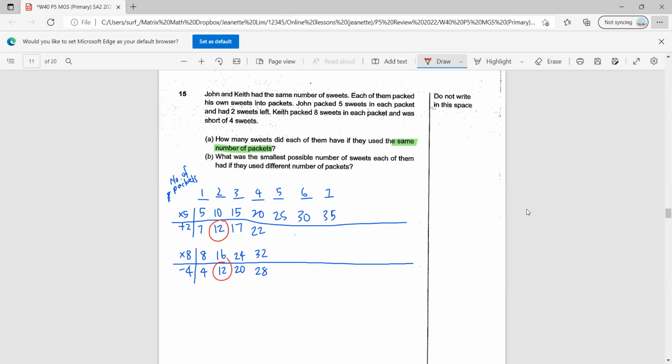Okay, then part B, right? You want something similar, but the condition is that they have to use different number of packets. So can it be 12? So it's not 12 because 12 is same number of packets, right? So you continue to list until you get the same in the second row.